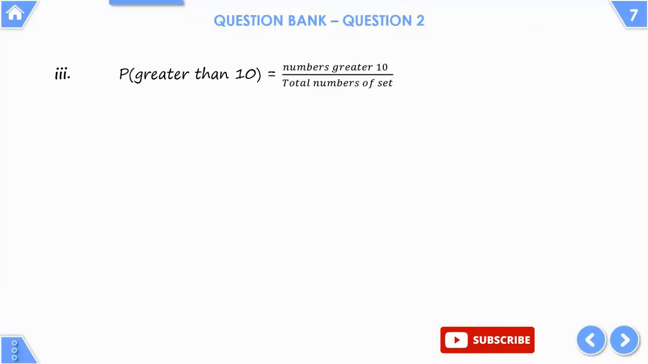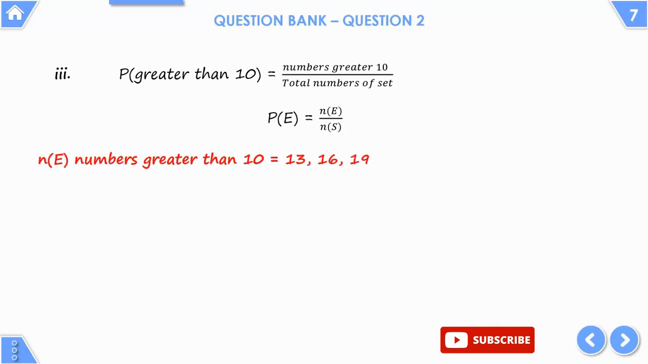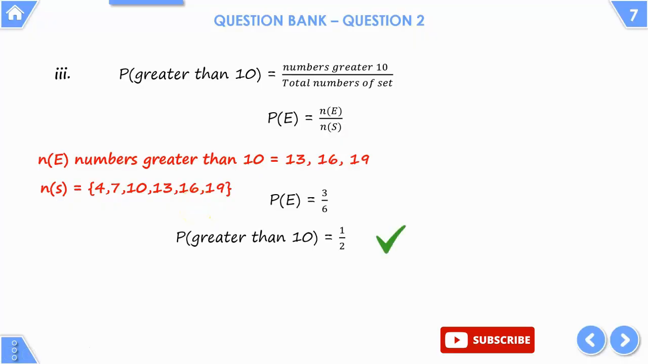Let's look at greater than 10. The numbers greater than 10 are 13, 16, 19 out of this particular sample space. And then we have 3 out of 6 again, 1 out of 2, and that is right.